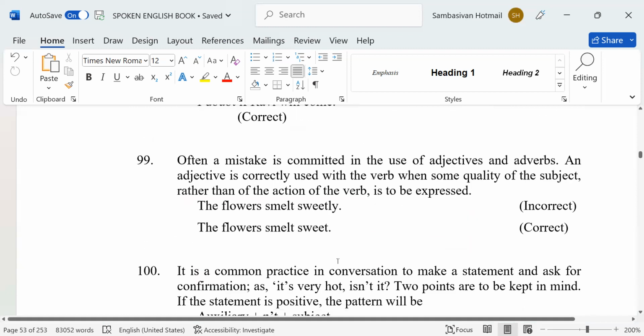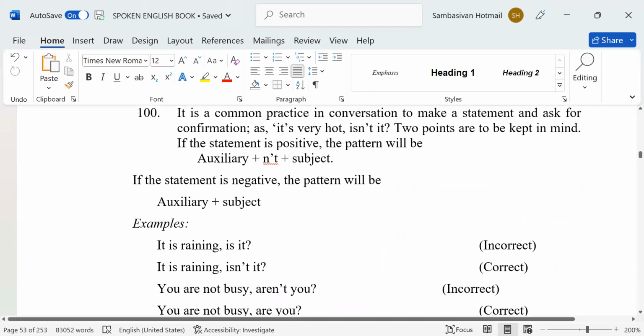Continue. Often a mistake is committed in the use of adjectives and adverbs. An adjective is correctly used with the verb when some quality of the subject rather than of the action of the verb is to be expressed. The flower smelled sweetly. Incorrect. The flower smelled sweet. Correct. The flowers smelt sweet. Continue.